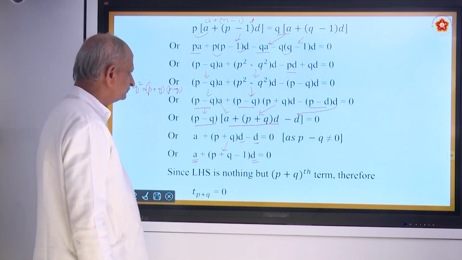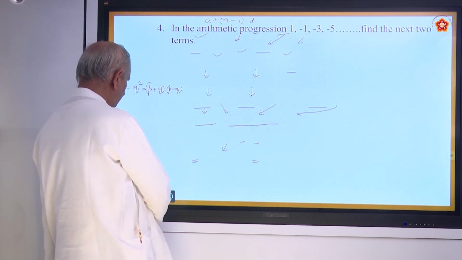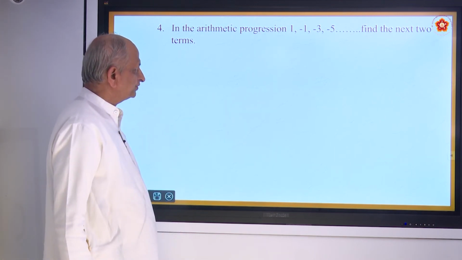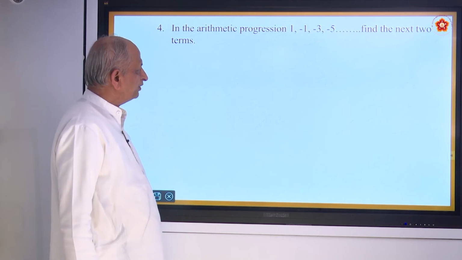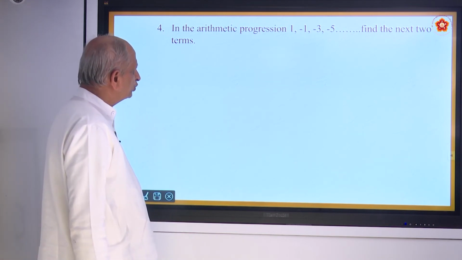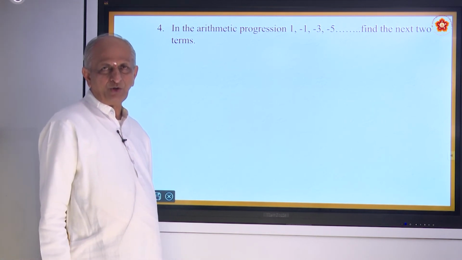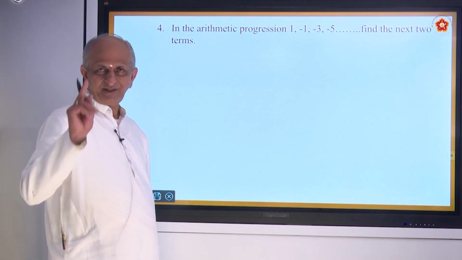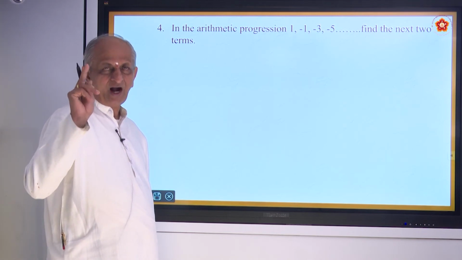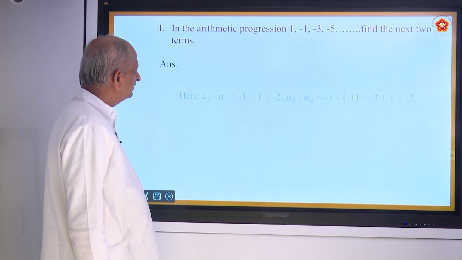Noted? Very nice. And now we will pass on to the next question. In the arithmetic progression 1, minus 1, minus 3, minus 5, find the next two terms. Simple, one mark question. How do you find it? First term is given, common difference you must find out. What is the common difference?